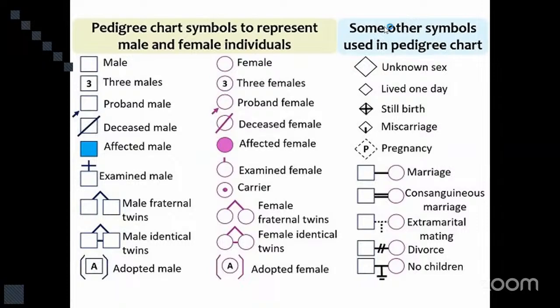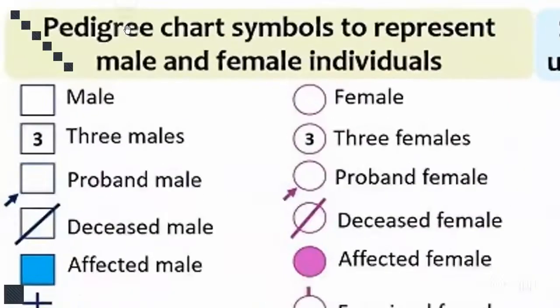Some of the other things you can show are unknown sex, lived 1 day, meaning that after birth the person died. Then stillbirth, where we don't know the sex, miscarriage, or if the person is pregnant, we can indicate that by this. Several other ones are here. So take your time to memorize and appreciate them, so that if you are going to draw a pedigree chart, you know exactly what you are doing.